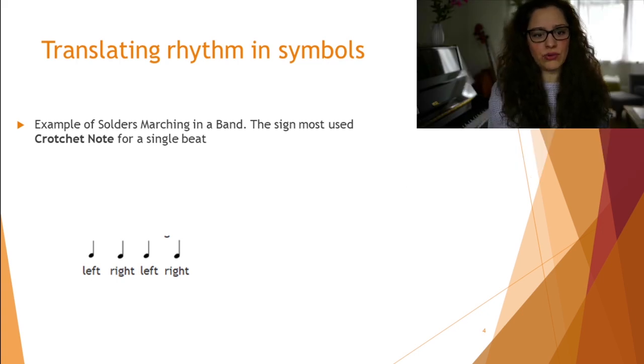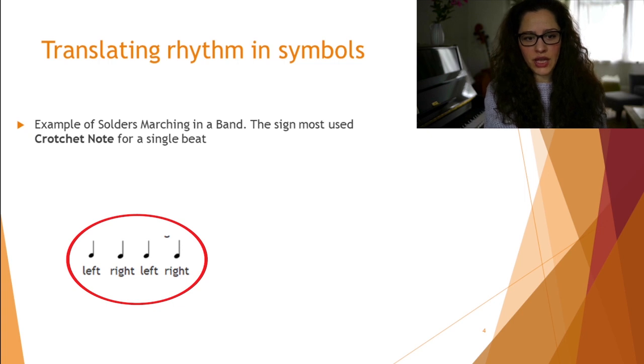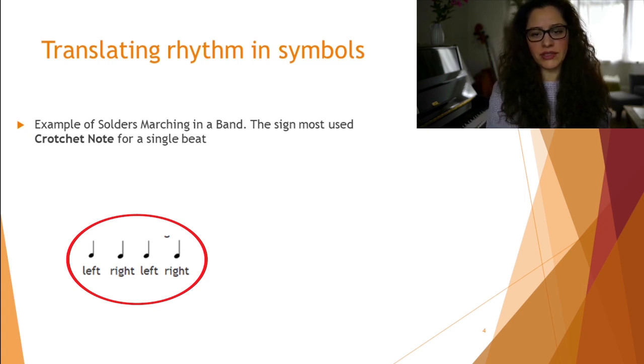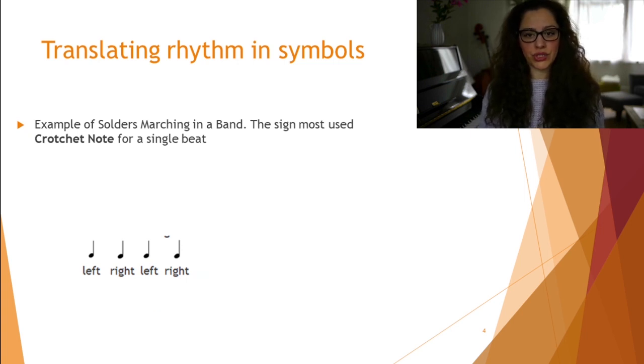And in music, you will see left, right, or these four symbols here, which have a note head and a stem. We call the line above the note head the stem. That will be our crotchet note, which translates into one beat or one movement in this case.